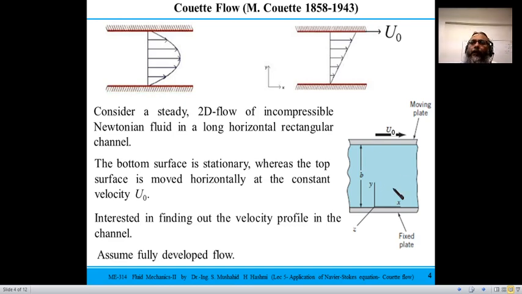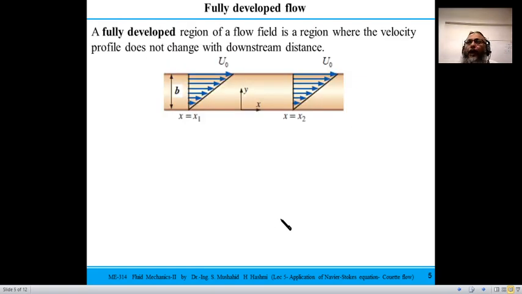Obviously at this point we will take some assumptions, because as you know, the Navier-Stokes equation has a lot of terms, and by taking those assumptions we are in a position to get rid of several terms of the Navier-Stokes equations, and you end up with a few terms, and these few terms can be solved mathematically.